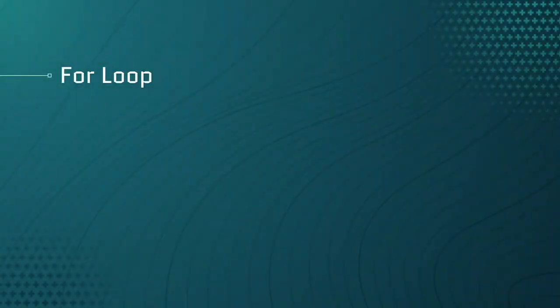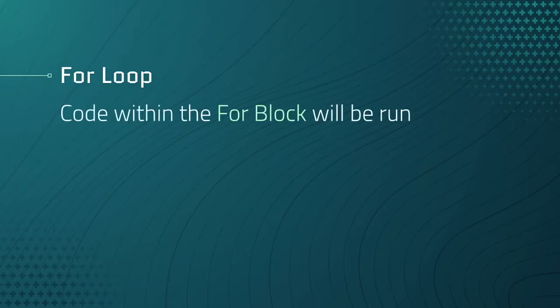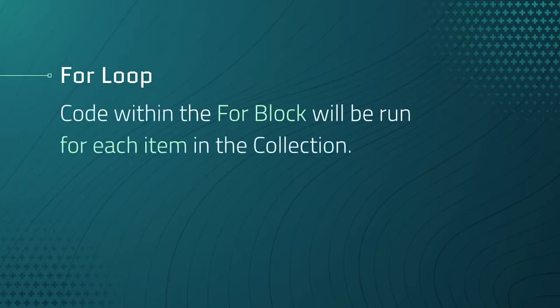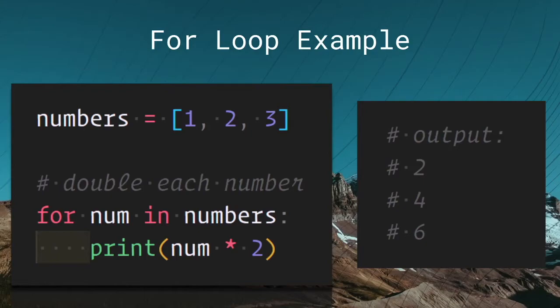The while loop needed a condition. A for loop needs a collection to iterate through, like a list. Code within the for block will be run for each item in the collection. Let's just take a look at some examples. Just like how the while loop started with the while keyword, for loops start with the for keyword. Then we give the variable a name. I called it num, and that will represent the current item in the collection as we loop through it.